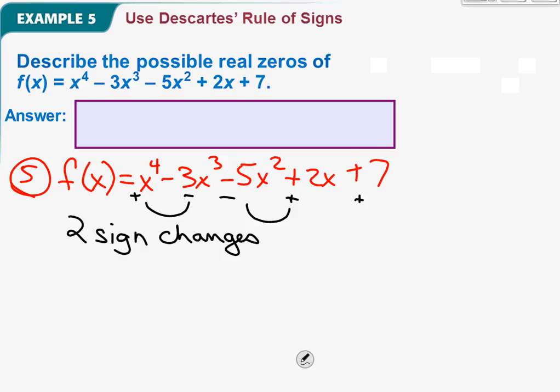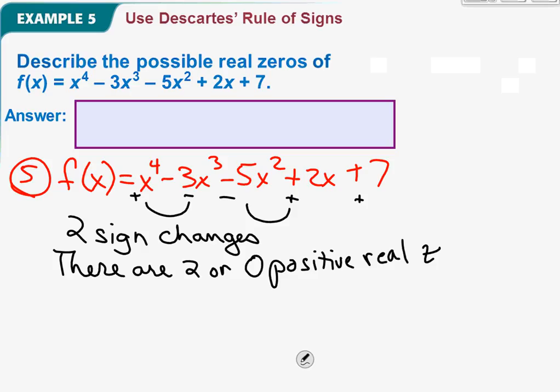And is this telling us about possible positive or negative roots? Which is it? Positive. So there could be 2 positive roots. What's our other option? 0. And so we just go down by 2 until there aren't any more. So there are 2 or 0, so it goes down by 2, positive. And we are going to write real zeros. I'll just write zeros this time. So there's 2 or 0 positive real zeros.